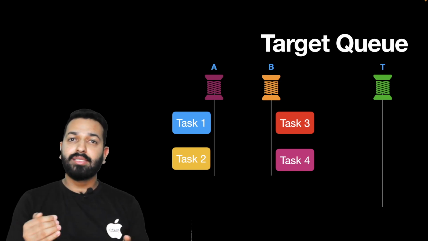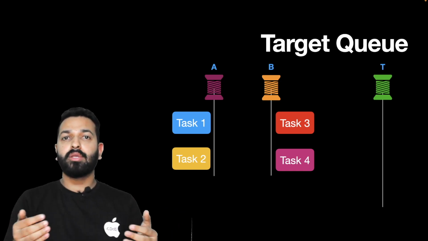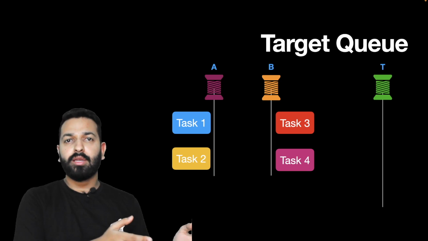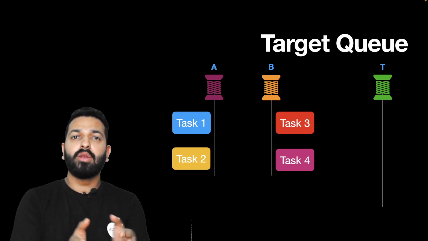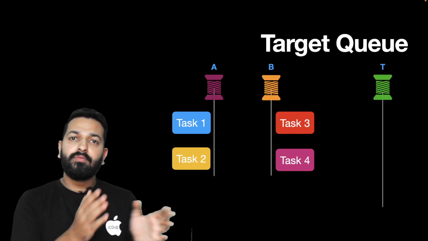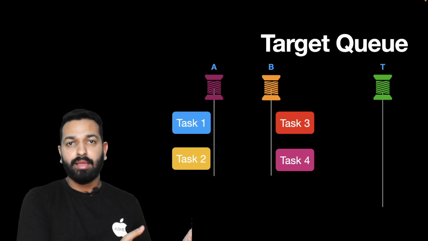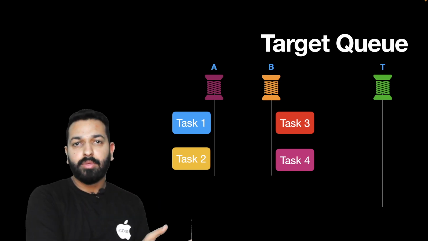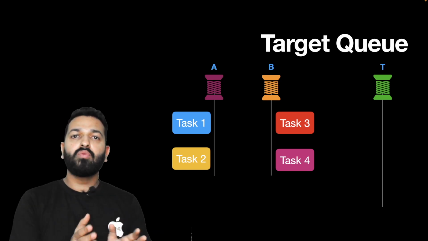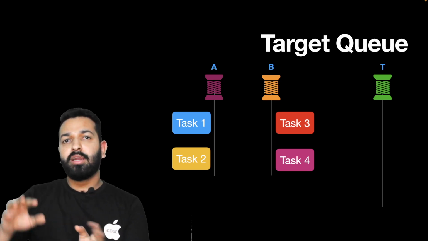What I mean is 3 can execute after 1, or maybe 3 can be executed at the same time when 1 is being executed, because the execution is being done on a different queue. Although 3 and 4 will be executed serially because both are on the same queue, that is queue B, and 1 and 2 will be executed serially because they are on a different queue.